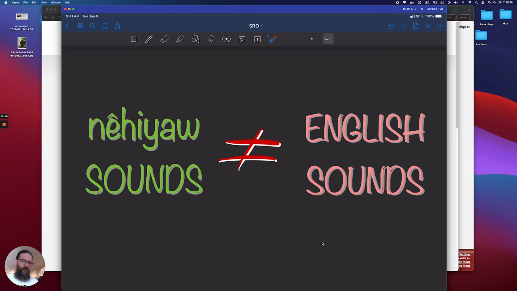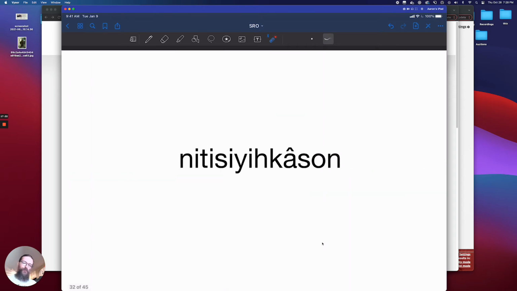And so SRO tries to help with that. But it's important to know that the sounds come first. The sounds of the language are so important. I'm going to pick on this example for a minute.